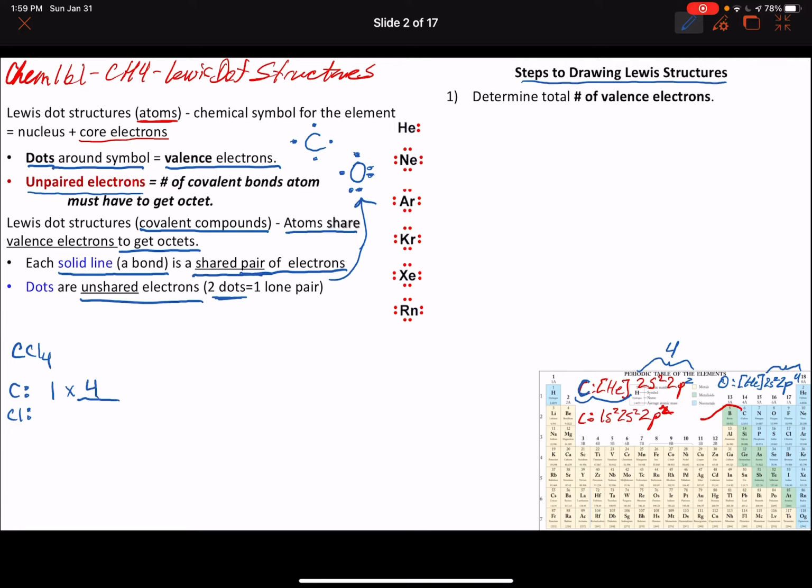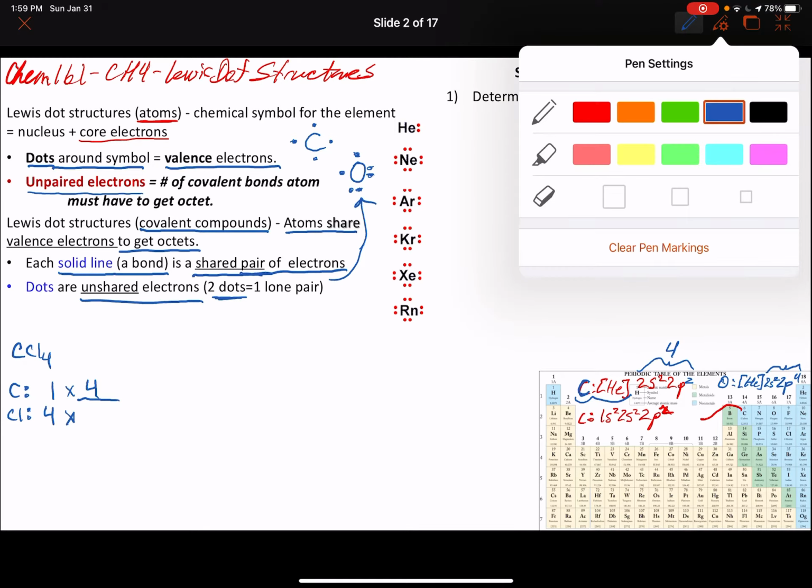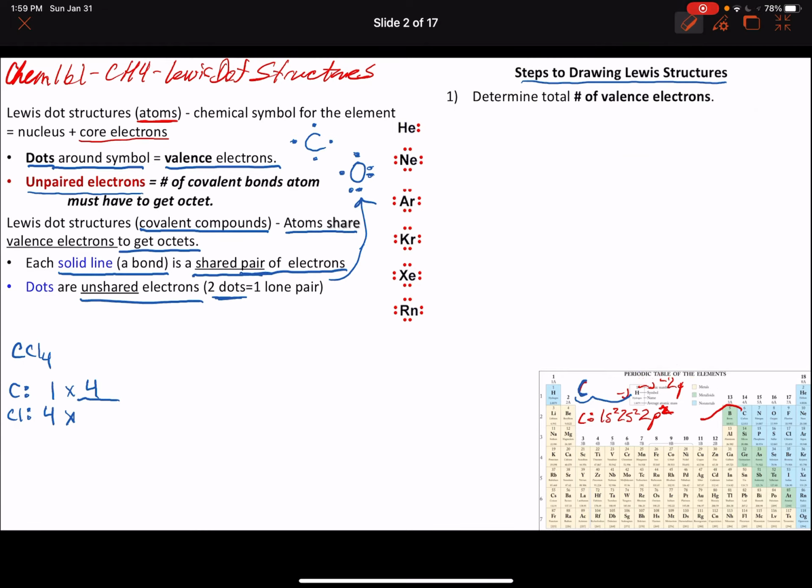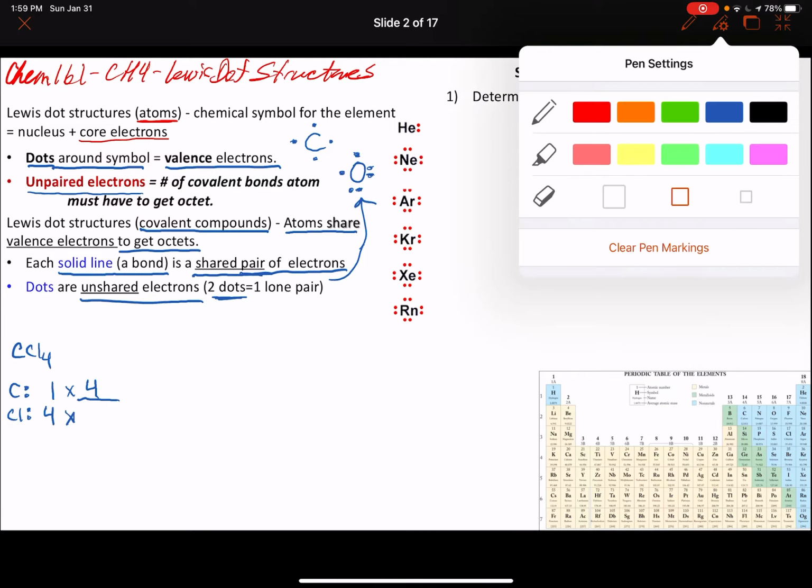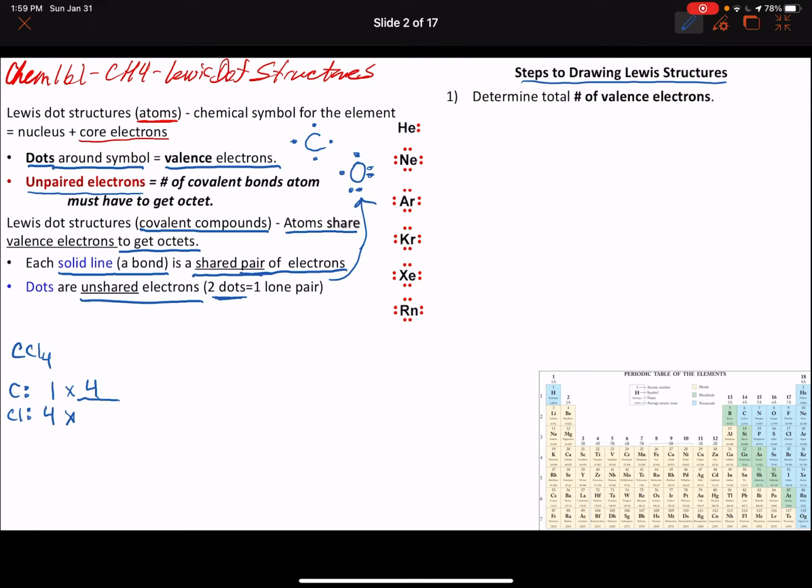All right, with chlorine, I have 4 chlorine, so I'm going to put a multiplier of 4 on that and determine the number of valence electrons for chlorine. Okay, so we'll just make some room for that. Using our periodic table, we can see that the shorthand notation for chlorine is going to be neon.